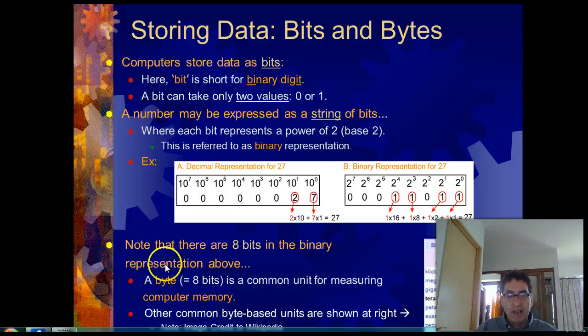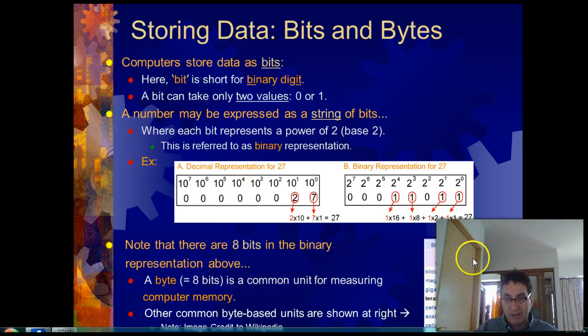Okay, so we said that these are called bits. There are 8 of them together, called a byte. And a byte is a common unit for measuring computer memory. And then they have other byte-based units, shown here. So we have a kilobyte, a megabyte, a gigabyte.